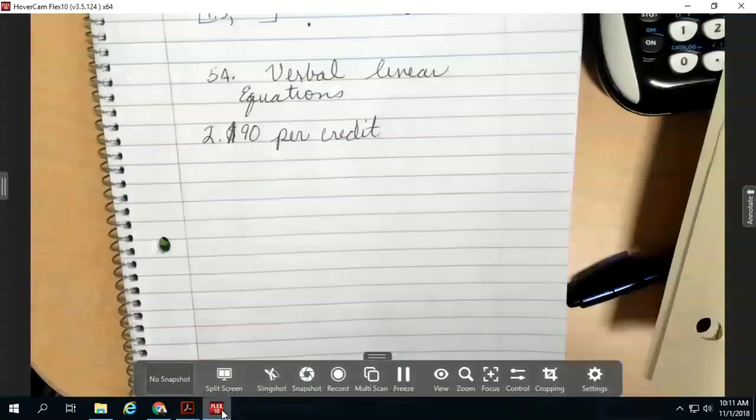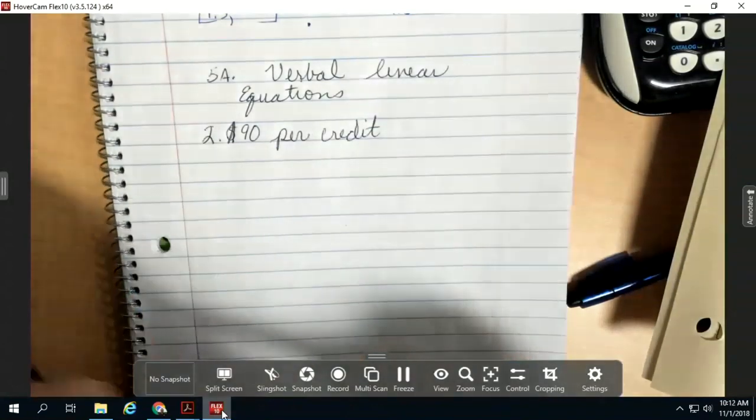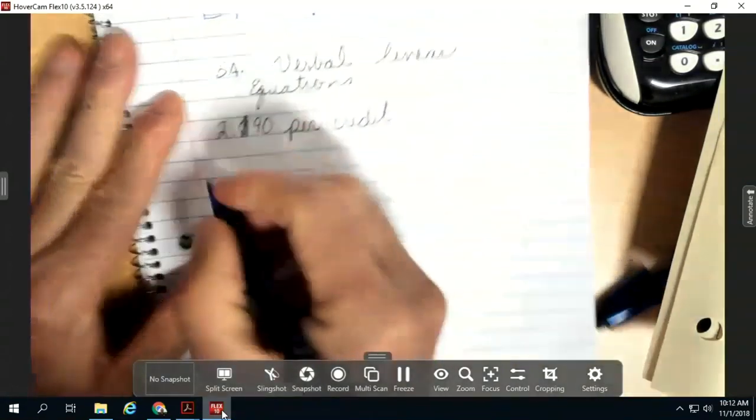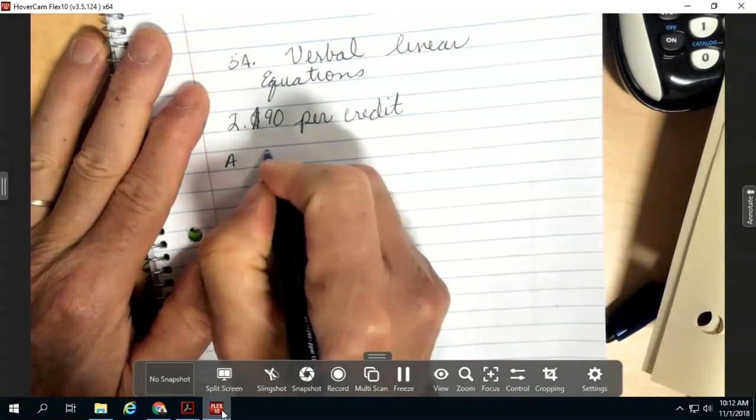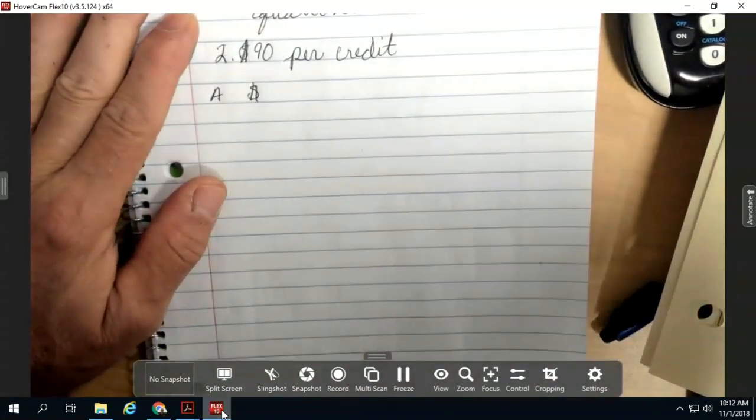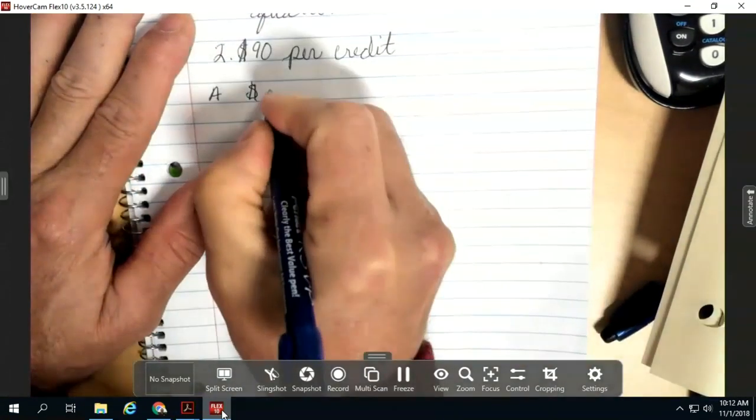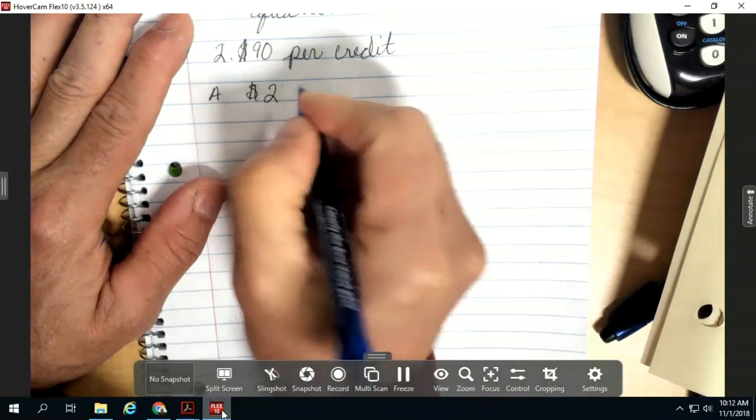2A. How much does it cost to take a 3-credit class? $270. A 9-credit class?